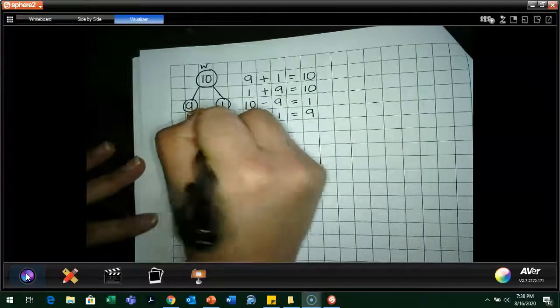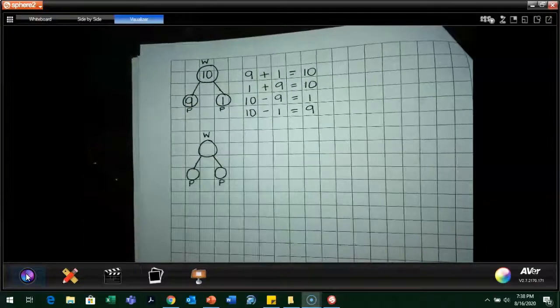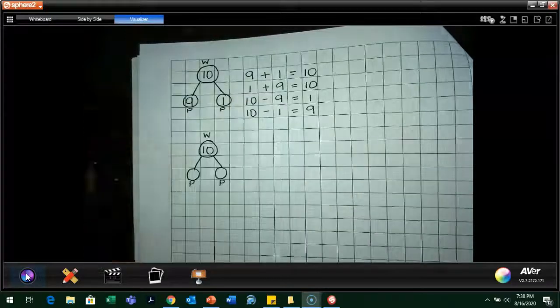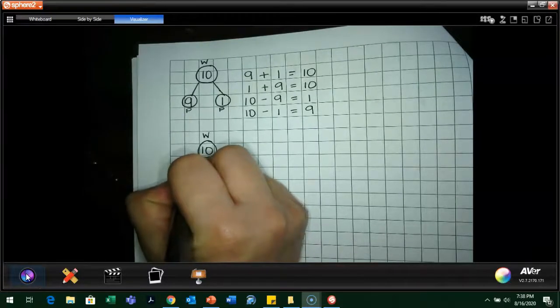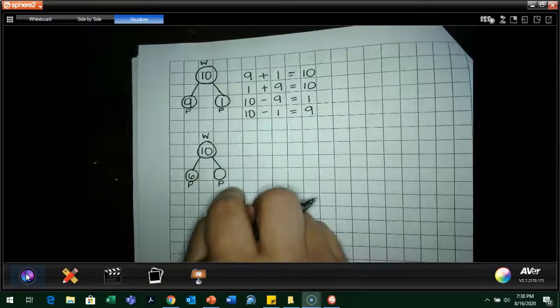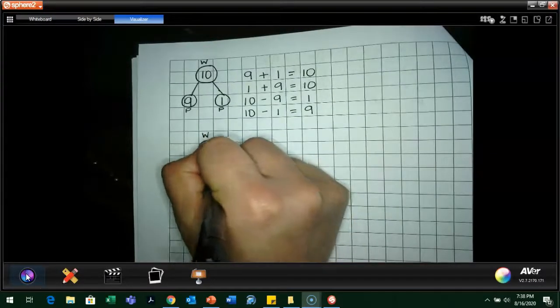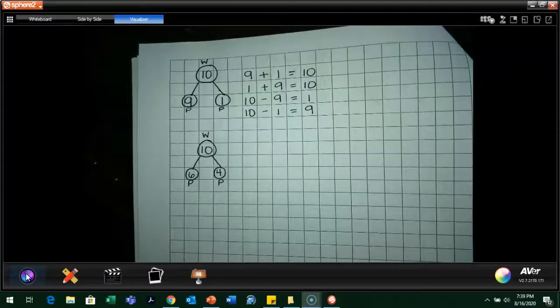I'm going to label W for whole and P for part, P for part. Now tell me the missing part to make 10. You were giving the number 6. Yes, the number missing is 4. Your turn. Let's write the fact families.